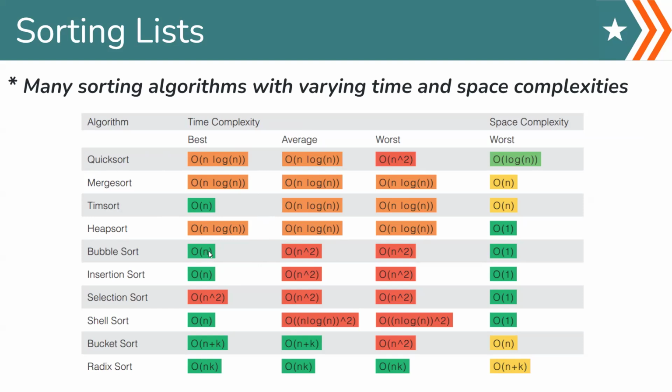But bubble sort is pretty good. It's O of n, if you do it right. Obviously it can be really bad if it's very inefficient code. So this is just a quick chart to give you a reference of all the different types of sorting methods, but we're going to be focusing only on bubble sort.